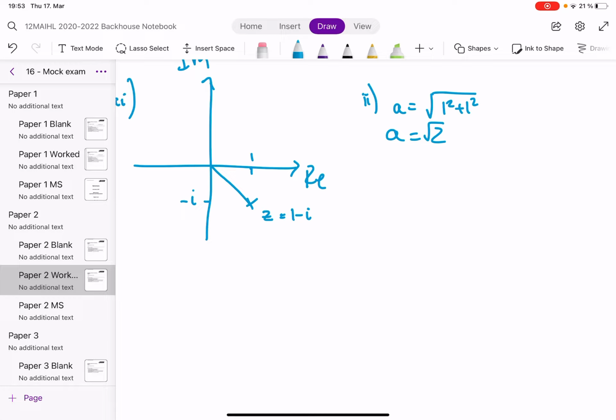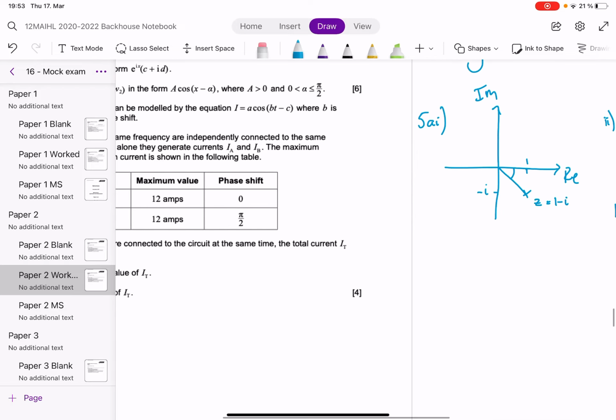And we need the argument, which is this. Just as when we're doing our trigonometric functions and our unit circle, we're moving the negative direction round. Hopefully we can see that that is 45 degrees or pi by 4. So we've gone negative pi by 4. If you can't see that, use SOHCAHTOA and you can get that value. So we've got 1 minus i is equal to root 2 e to negative pi by 4 i. We've expressed it in exponential form.